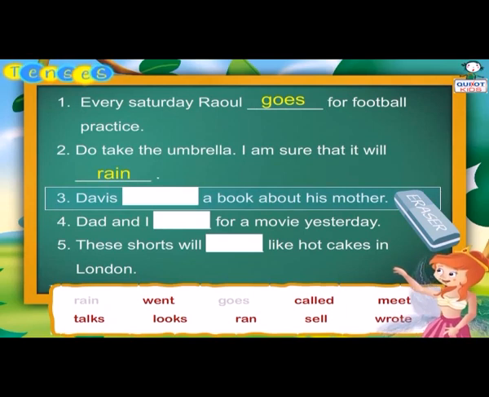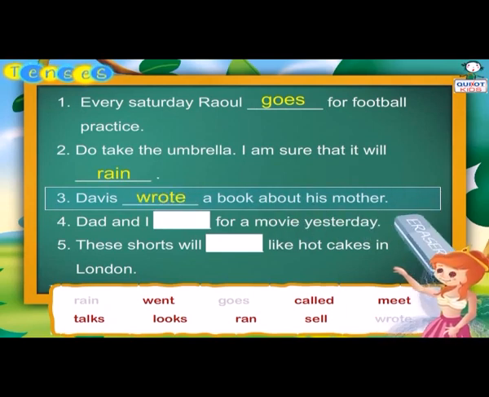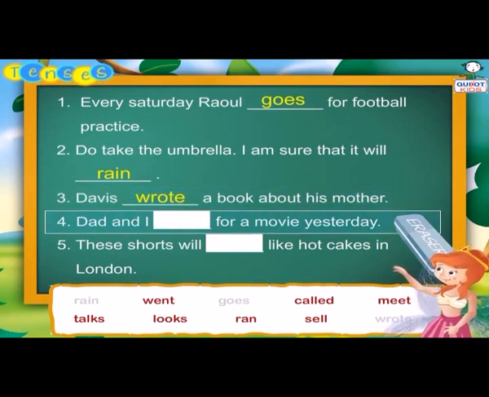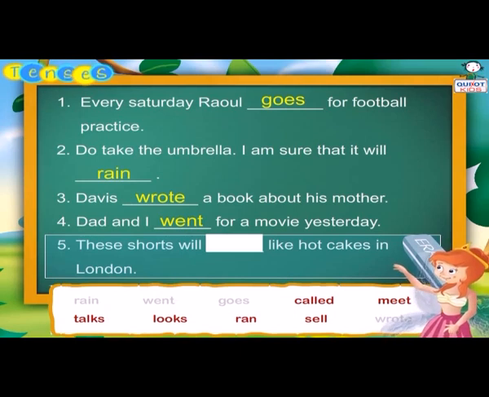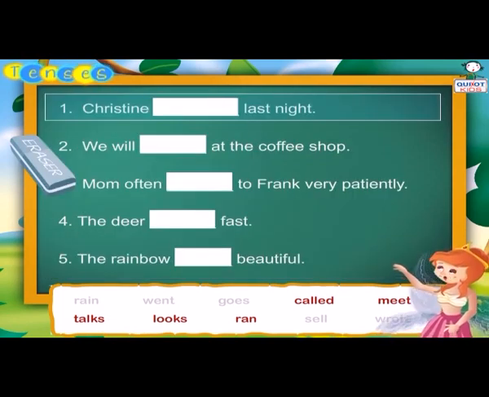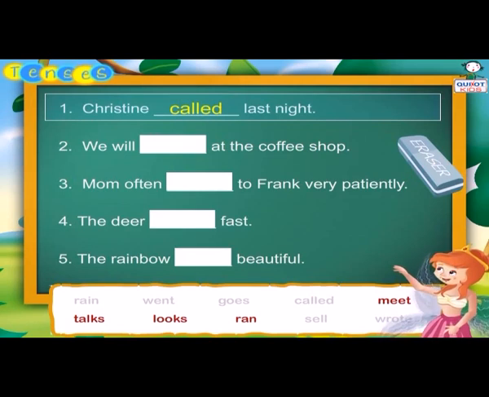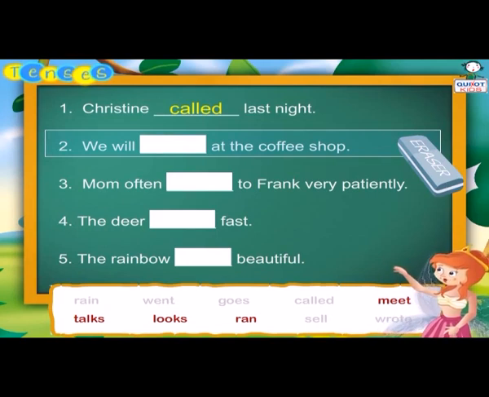Davis dash a book about his mother. Dad and I dash for a movie yesterday. These shorts will dash like hot cakes in London. Christine dash last night. We will dash at the coffee shop.